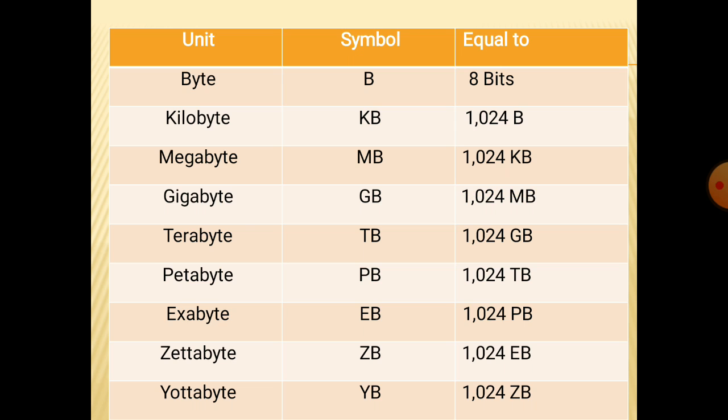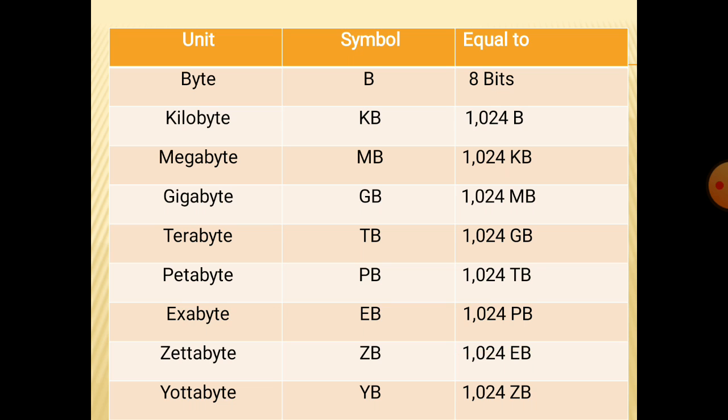Next comes terabyte, where 1 TB is equal to 1024 GB. Next comes petabyte, 1 PB is equal to 1024 terabytes. Next, exabyte, 1 EB is equal to 1024 PB, that is petabytes. Next comes zettabyte, 1 ZB is equal to 1024 EB.